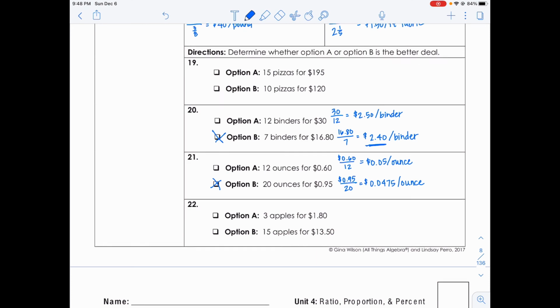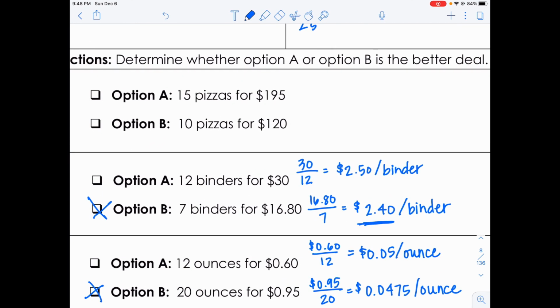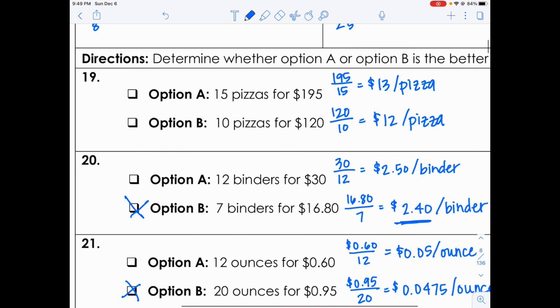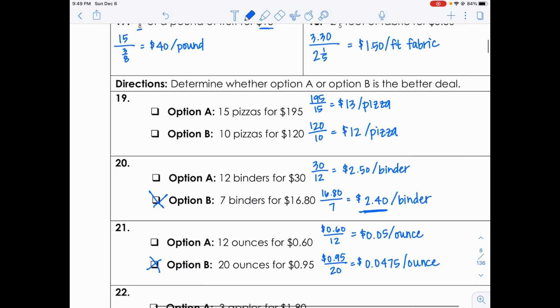Okay, going back to number 19, option A, $195 for 15 pizzas, setting up my rate. Dividing 195 by 15, I get $13 per pizza. And option B is $120 for 10 pizzas. Dividing that, I get $12 per pizza. If I am shopping for pizzas, I would rather spend $12 for a pizza than $13 for a pizza. So option B is my better buy.